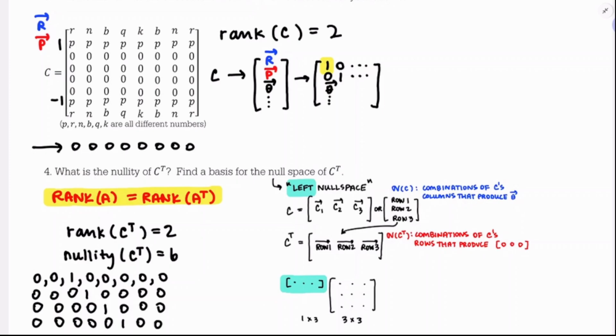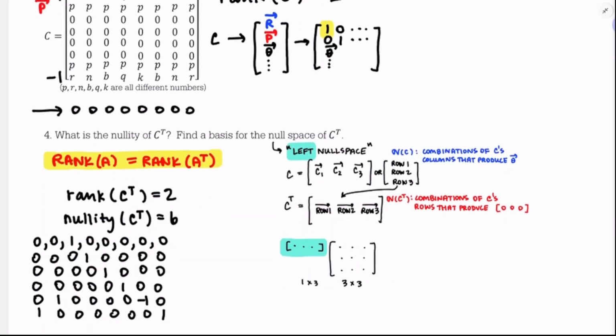So I would have 0, 1, 0, 0, 0, 0, negative 1, 0. And then I could also have an R row and then negative 1 of the other R row. And so I'd have a 1 here, a 1 there, and a bunch of zeros. And you can't even see that. Okay, but here it is.